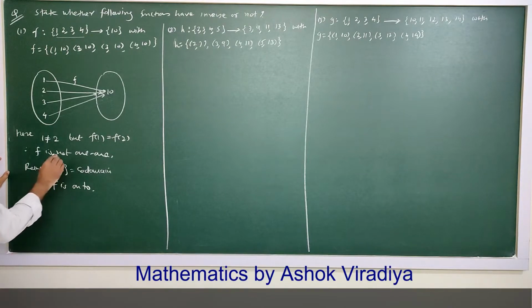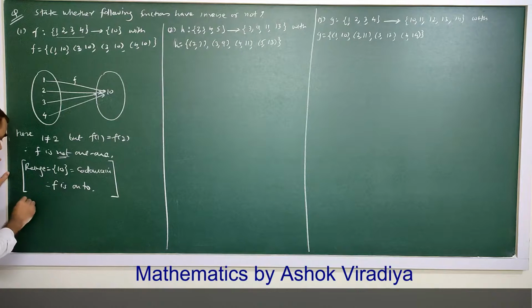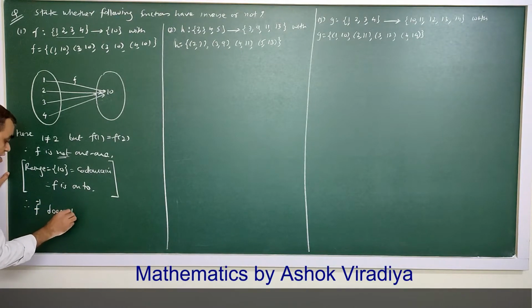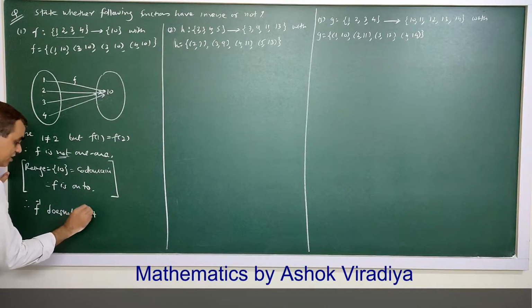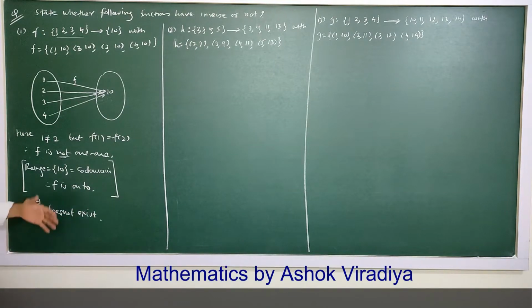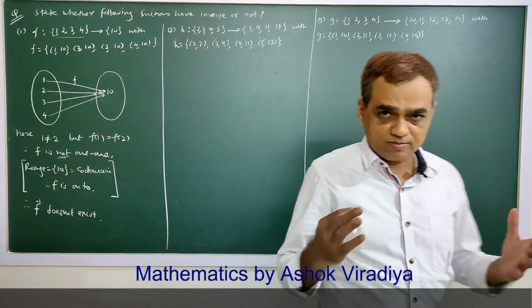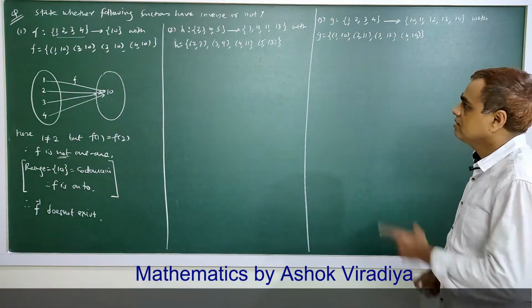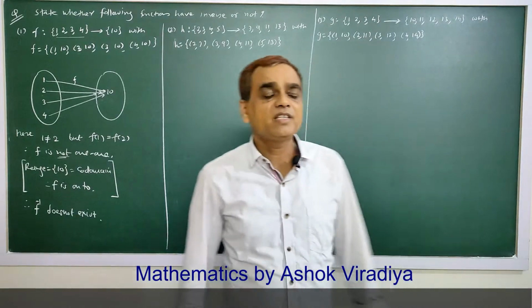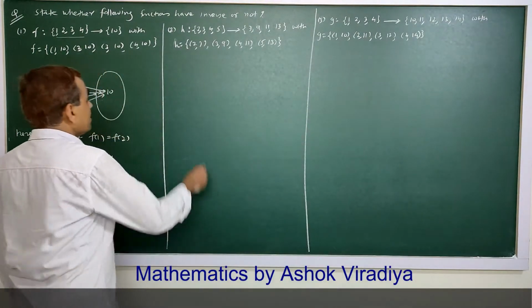But because it is not 1-1, therefore the inverse does not exist. So f inverse does not exist. For existence of inverse, the function must be 1-1 and onto both. Now here we try to understand this function by a diagram.